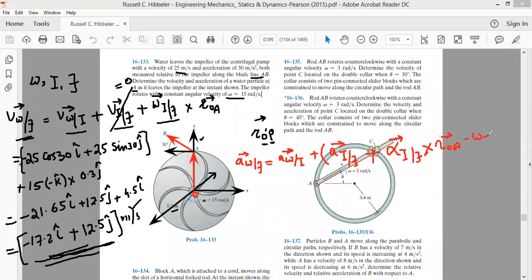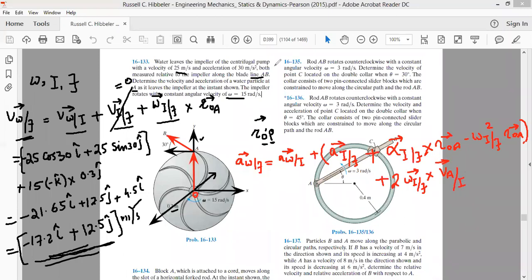minus the angular velocity of impeller with respect to ground squared, multiplied by R_O'A, that is R from O to A vector, plus the Coriolis term. The Coriolis term is twice the angular velocity of impeller with respect to ground vector, cross product with the velocity of water at A with respect to the impeller, because our beta is the impeller.